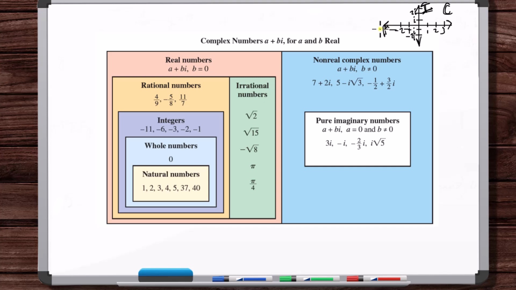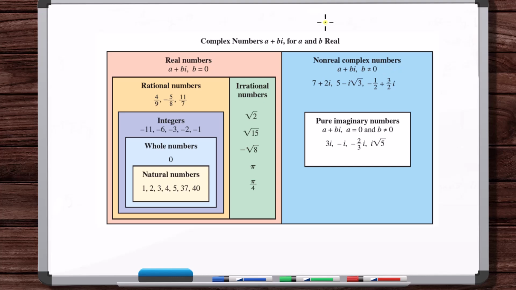Even if you have a pure real number, you're still in the complex plane. You just don't have an imaginary component, you see? And so if you want to technically classify all numbers, there are real numbers and then there are non-real complex numbers. Because again, the number 5 can be written as 5 plus 0i. So it's still a complex number.